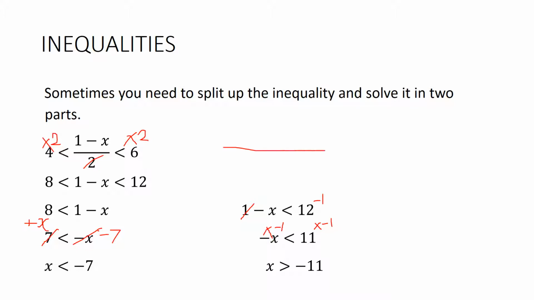Now let's just have a look at this one when we graph it. So I've got minus 11 and minus 7. We want it to be greater than negative 11 and less than minus 7. So we could actually rewrite this as negative 11 is less than x is less than negative 7.